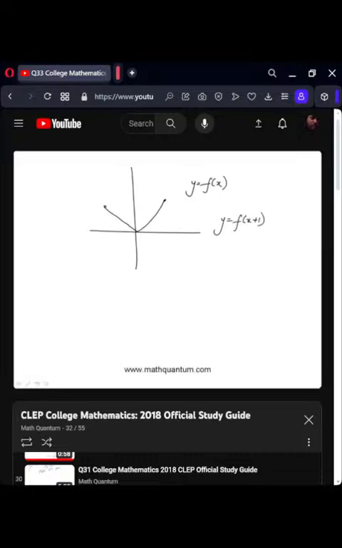So x plus 1 means a shift 1 unit to the left, so this whole graph is going to shift 1 unit, something like that. And if you look at the answer choices, this is the same as choice E.